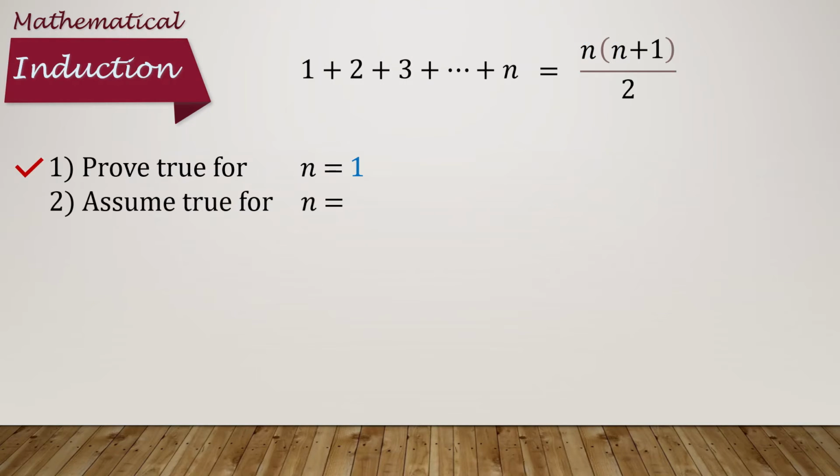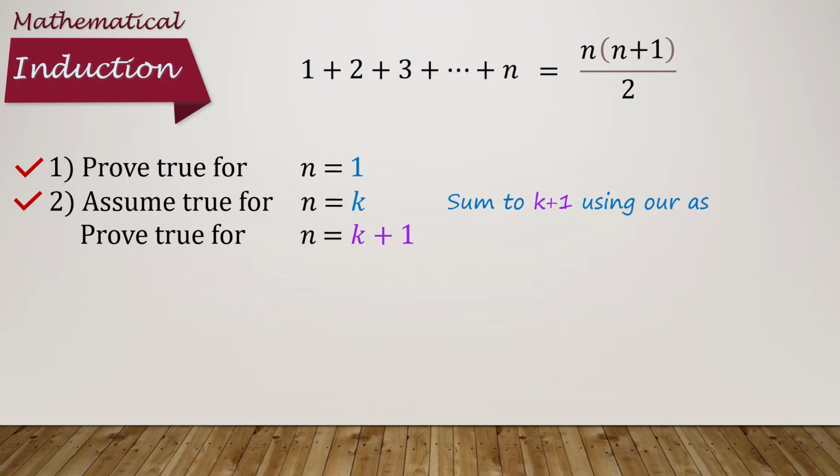Second step, assume it's true for k, as in n equals k. Well, we've just done that. Simple as that. Now part of that, we have to now prove, and this is a tricky bit, for n equals k plus 1. So we sum up to k plus 1 using our assumption. So there it is, 1 plus 2 plus 3 all the way to k, and we're going to use our assumption for that, plus k plus 1. We keep those two separate and we include the k in there.